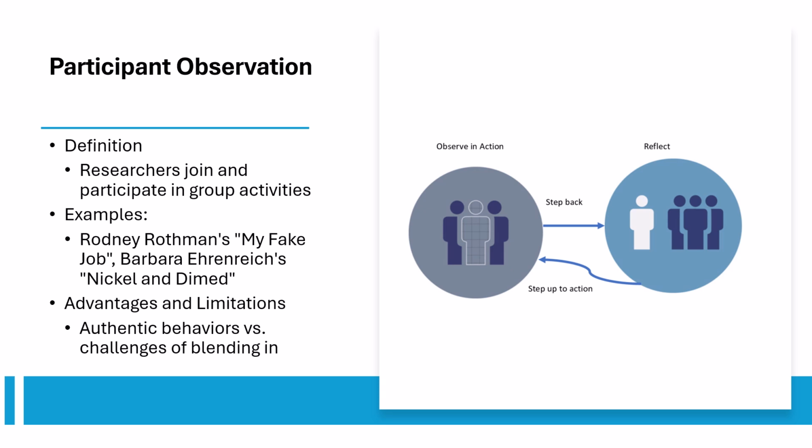The main advantage of participant observation is the ability to observe authentic behaviors and interactions within the group. However, it can be challenging for researchers to blend in seamlessly and avoid influencing the group's behavior, which can affect the reliability of the data collected. This balance of advantages and limitations makes participant observation a valuable, yet complex method in sociological research.